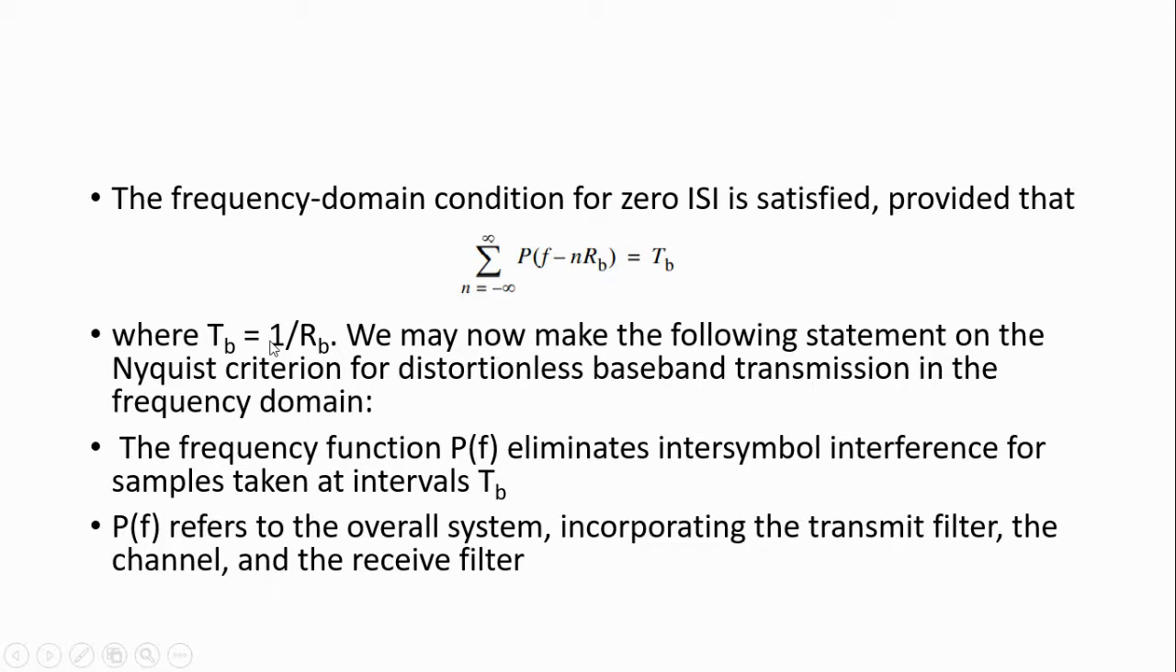Now we make the following statement of the Nyquist criterion for distortionless baseband transmission in the frequency domain. Here, this frequency function P(f) eliminates the intersymbol interference for samples taken at the time interval Tb, and P(f) refers to the overall system that has the transmit filter, channel, and receiving filter.